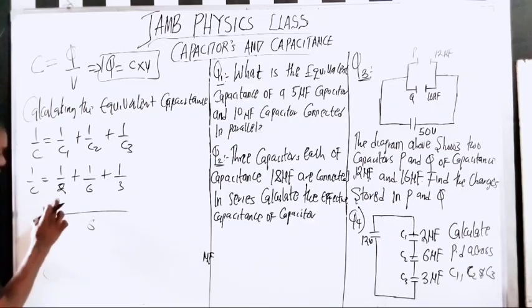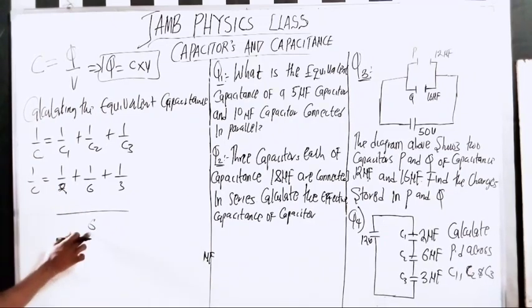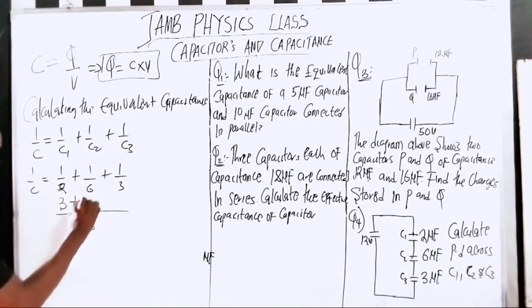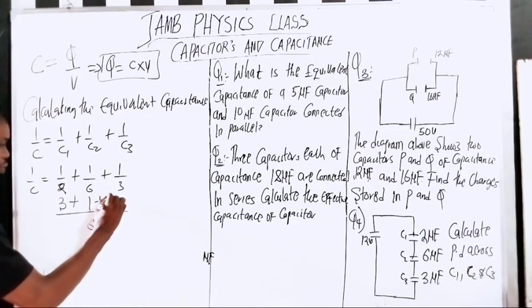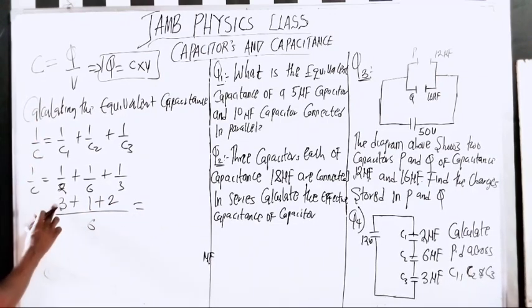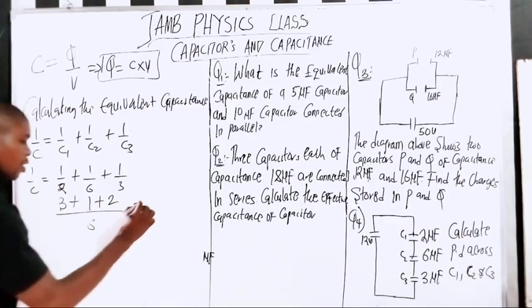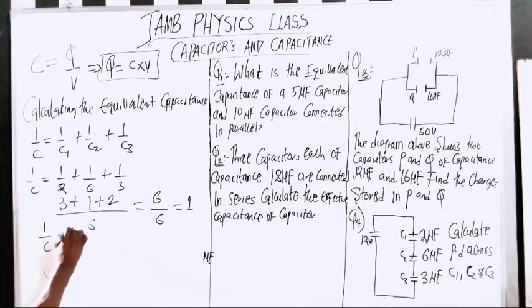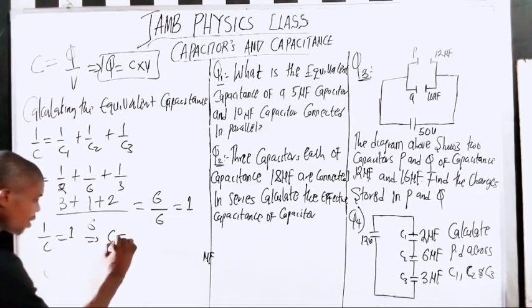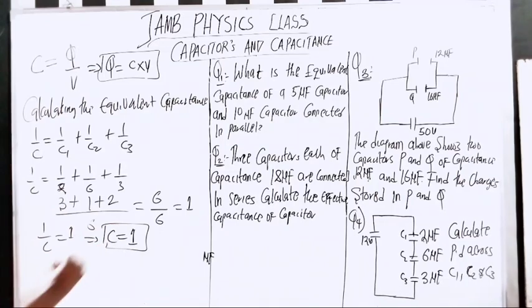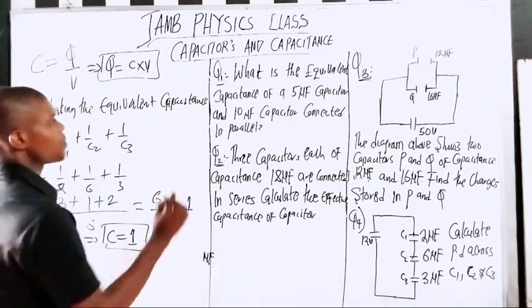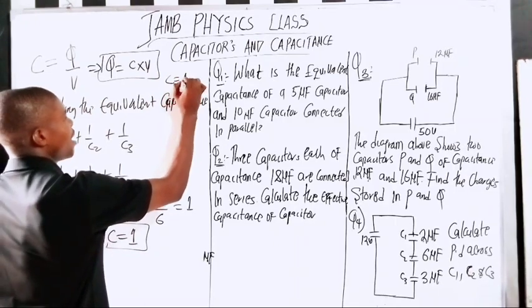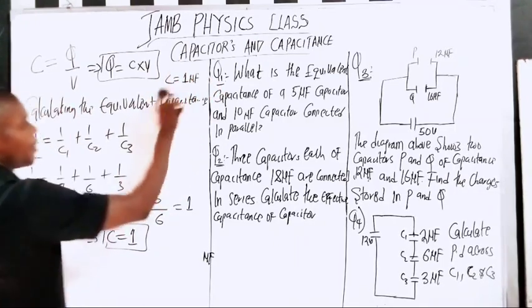Because if you look at the LCM here, the LCM is 6. 2 going to 6 is 3. So it's going to be 3 plus 1 plus 2. So what's going to be the answer? 3 plus 1 plus 2 gives me 6, so it's going to be 1. So my 1 over C equals 1. That is my total capacitance. So my C is 1 microfarad, the total capacitance here.